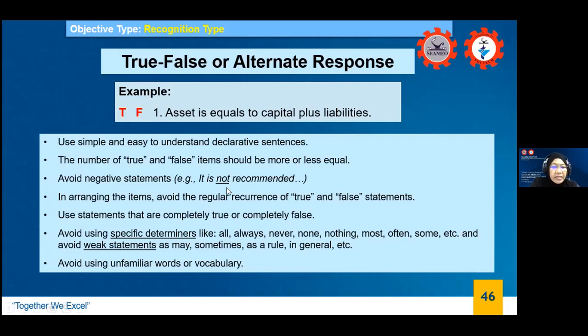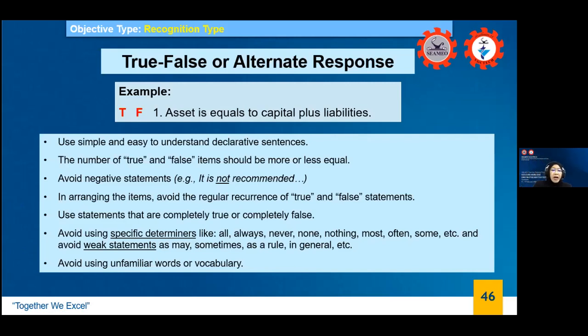In arranging the items, avoid a regular pattern. Okay, you notice this one, everybody. Do not make it a pattern like true, false, true, false, true, false, true, false. Your student can tell that pattern. So it could be random. It cannot be true, true, true, true, false, false, false, false. Cannot do like that either. It could be true, false, false, true, false, true, true, false, like that. So there is no pattern that you are creating.